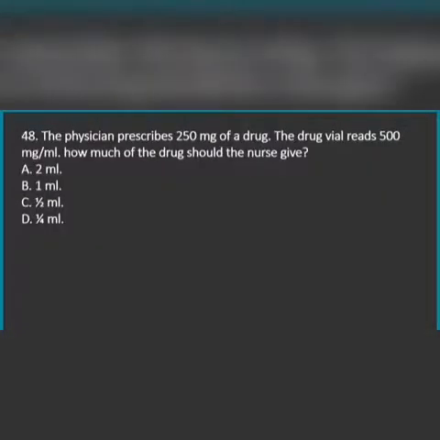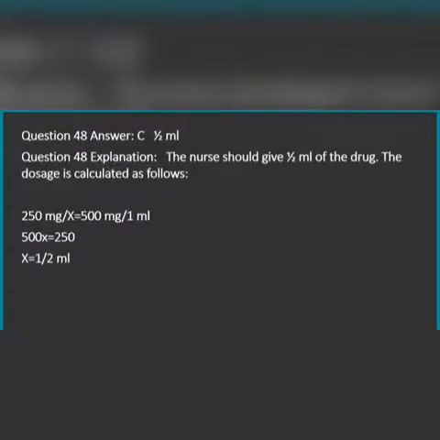Question 48. The physician prescribes 250 mg of a drug. The drug vial reads 500 mg/ml. How much of the drug should the nurse give? A. 2 ml. B. 1 ml. C. 1/2 ml. D. 1/4 ml. Question 48. Answer: C. 1/2 ml.